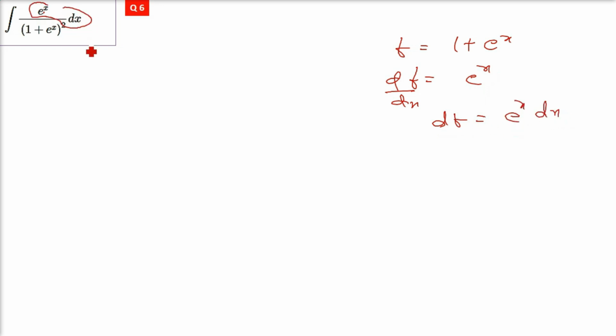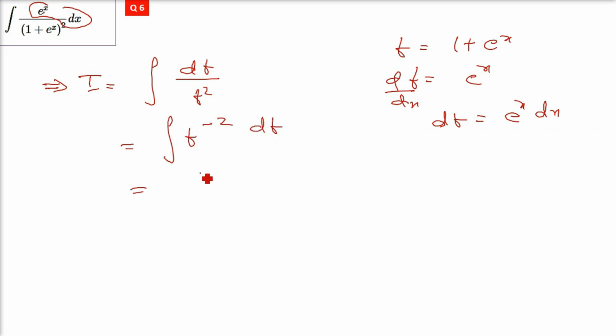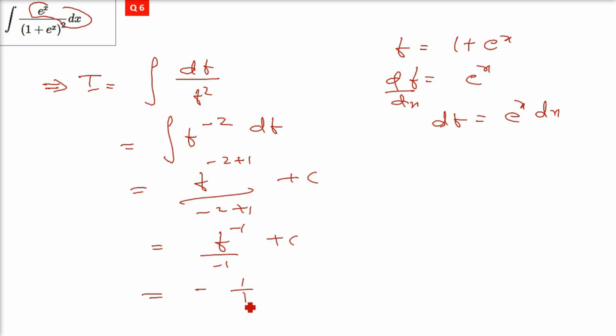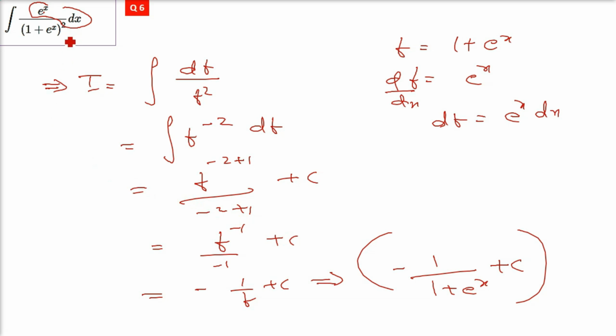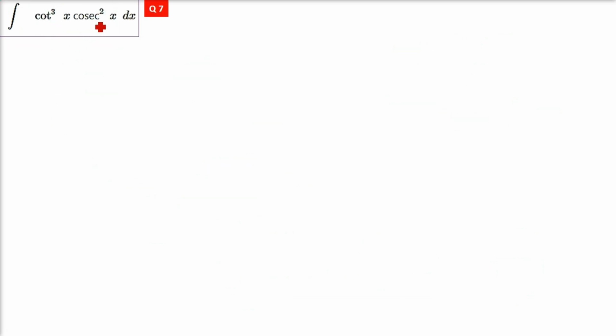So this numerator is directly what we got. So this will be equal to integration of dt divided by t square, and this will be simply t raised minus 2 when it goes up. So it will be t raised minus 2 plus 1 divided by minus 2 plus 1, plus constant of integration. This minus 2 plus 1 will give you negative. So negative t raised minus 1. So this will be minus 1 by t plus constant of integration. T is 1 plus e raised x, so minus 1 by 1 plus e raised x plus constant of integration. This is your answer.